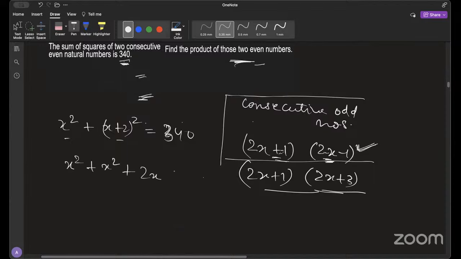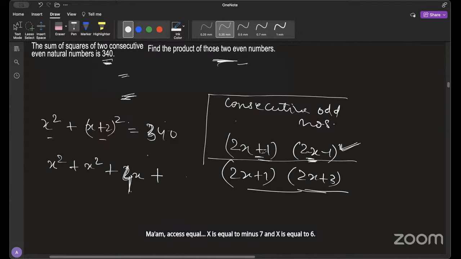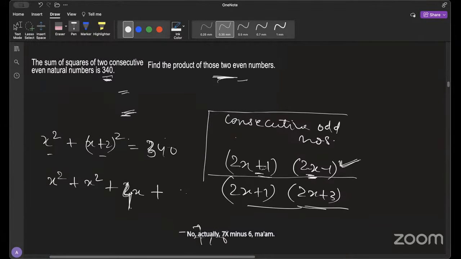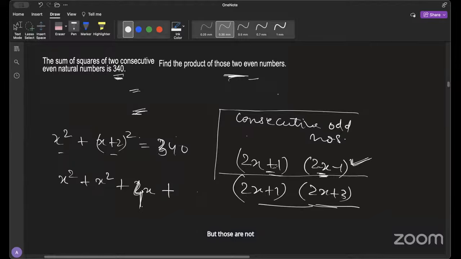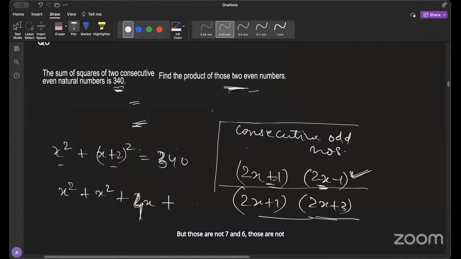Ma'am, x is equal to minus 7 and x is equal to 6. Yes ma'am, that's correct. x is minus 7 and 6. You can take the positive one. But those are not 7 and 6, those are not the answer to this.